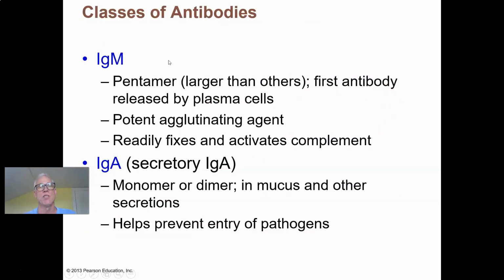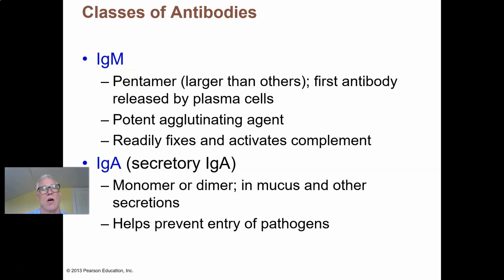Okay, so the stems are different, and in the case of immunoglobulin type M, IgM, it's a pentamer. It's just 5 Y-shaped antibodies all made together into a pinwheel, and that's the kind of antibody structure that's first released by plasma cells.